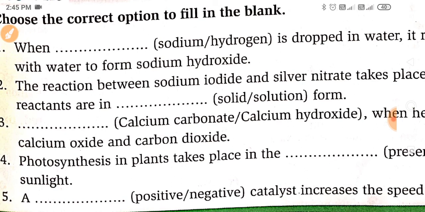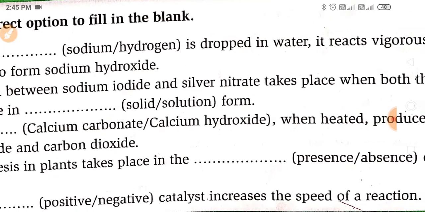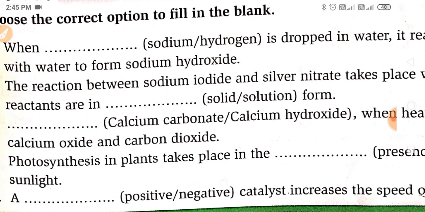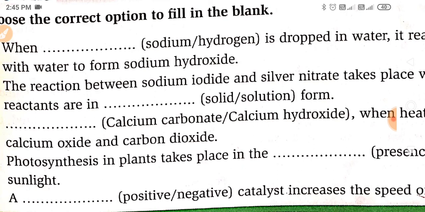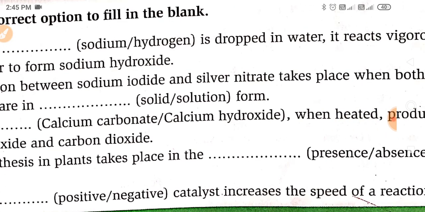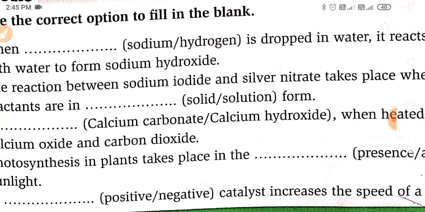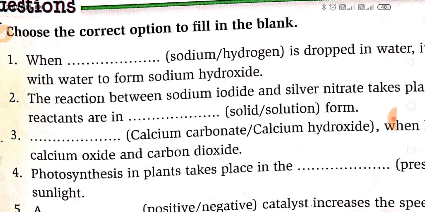Next is, photosynthesis in plants takes place in the presence of sunlight. It is a very easy question. Next, does a positive or negative catalyst increase the rate? If it increases, it is a positive catalyst. So that is the right answer.